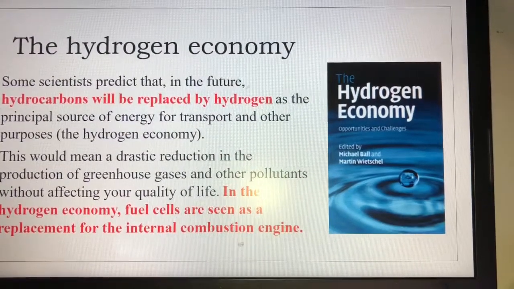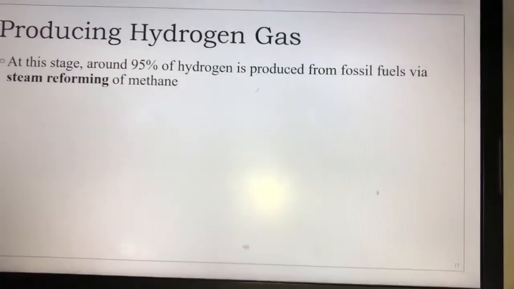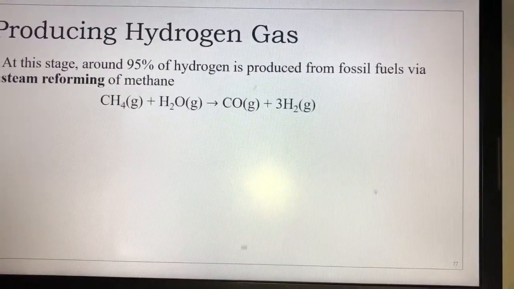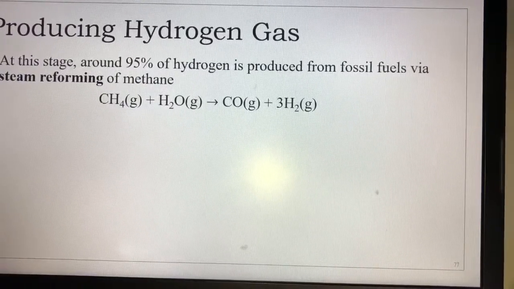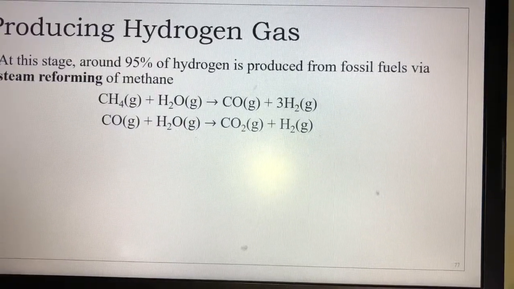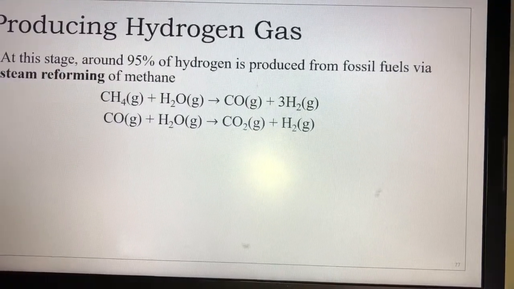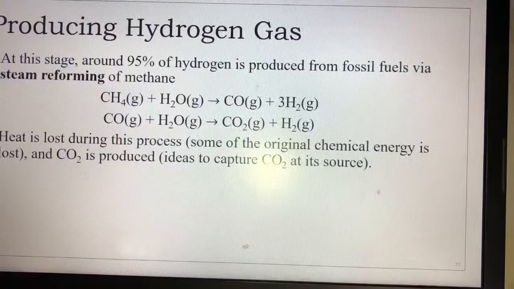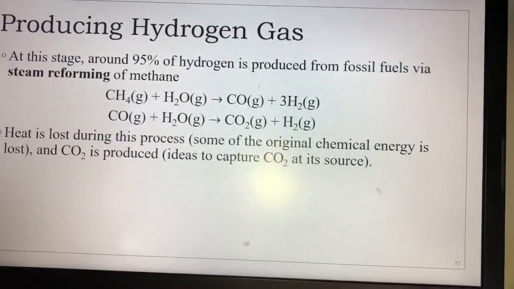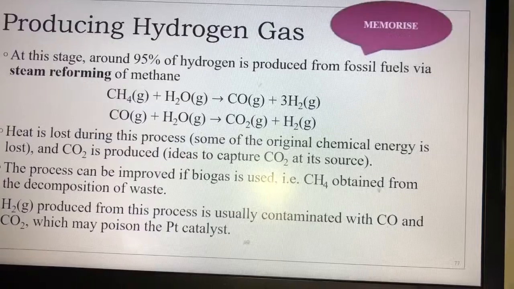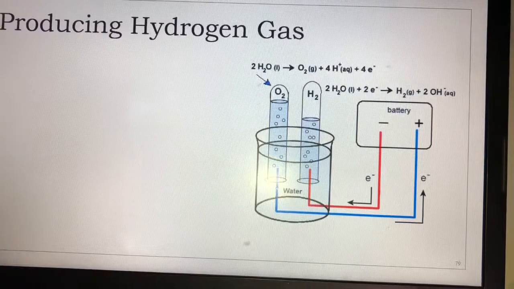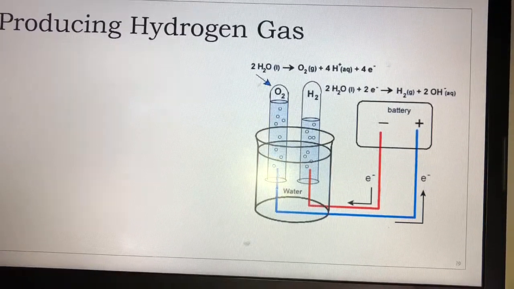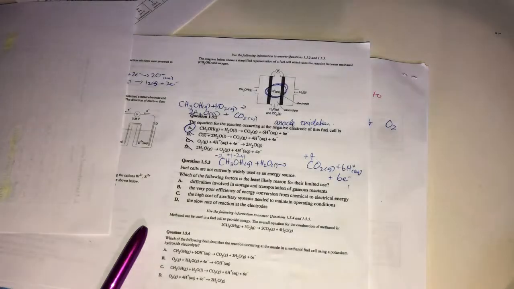But there are a few drawbacks of this. So first of all, producing hydrogen gas, it's actually produced using fossil fuels. So through steam reforming. 95% of it's actually produced that way. So it's very counterintuitive. You need to memorize this process of producing hydrogen gas through methane. So you need to memorize those 2 steps, write them out. And the other way we can do it is through the electrolysis of water. I'll quickly go into the electrolysis of water.